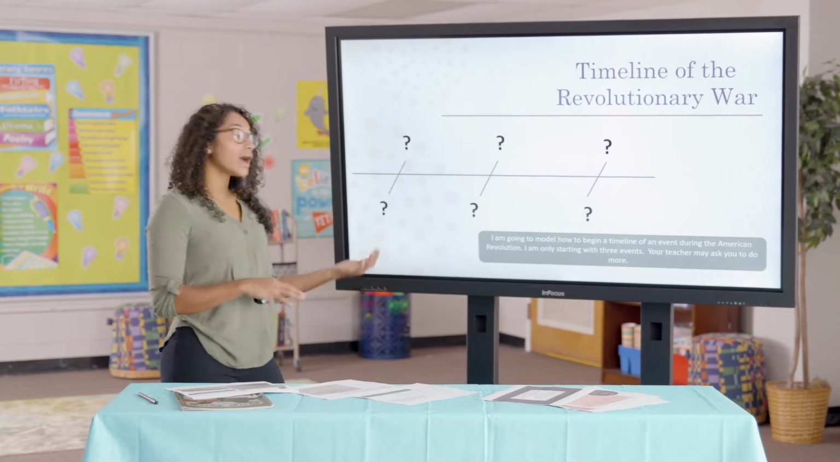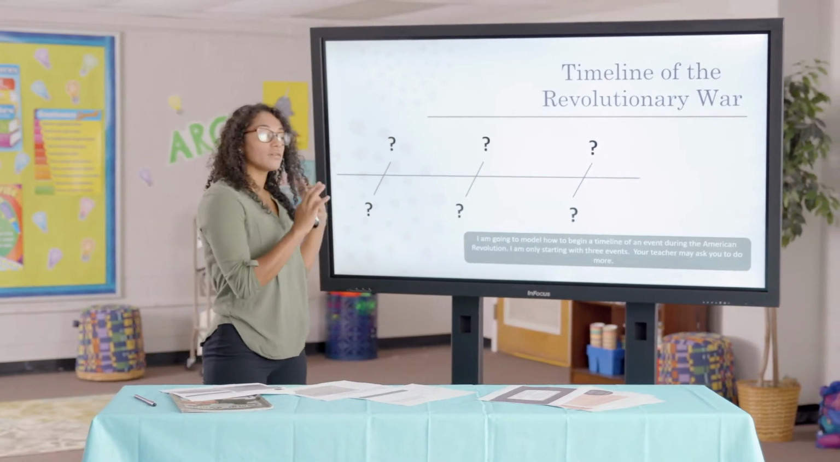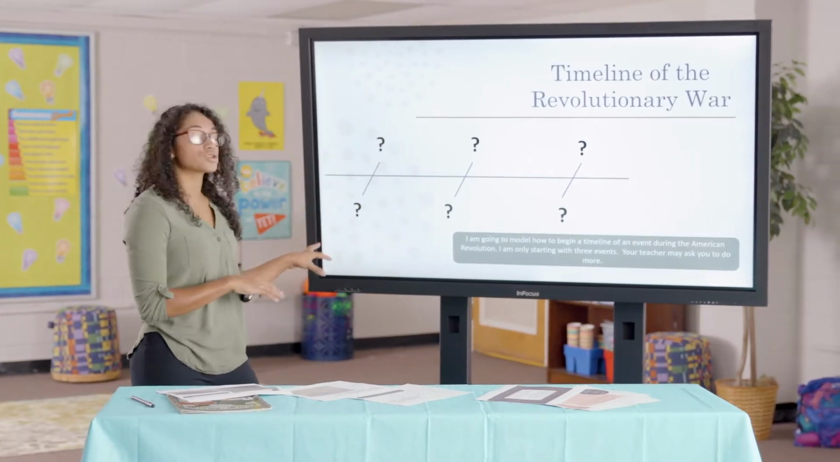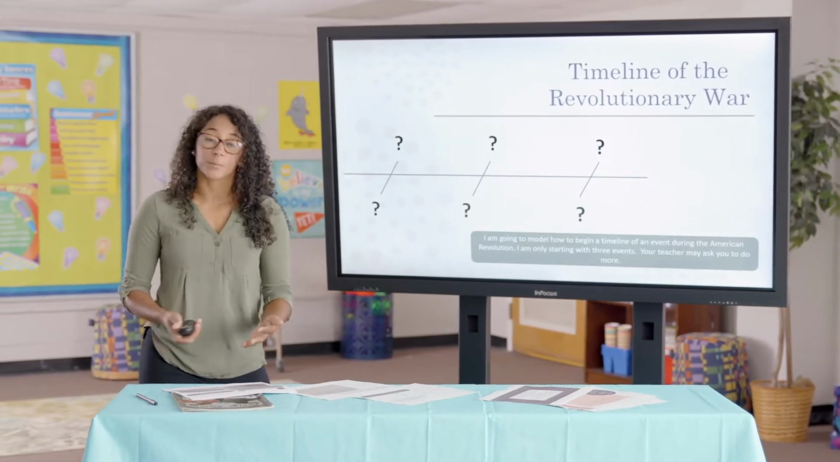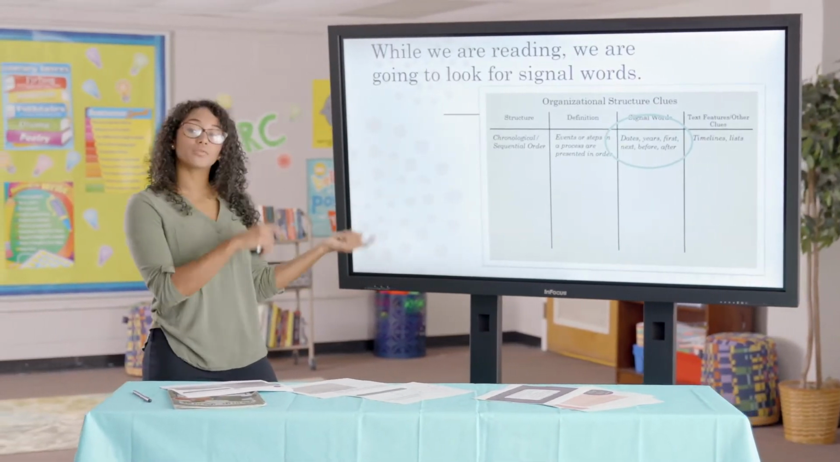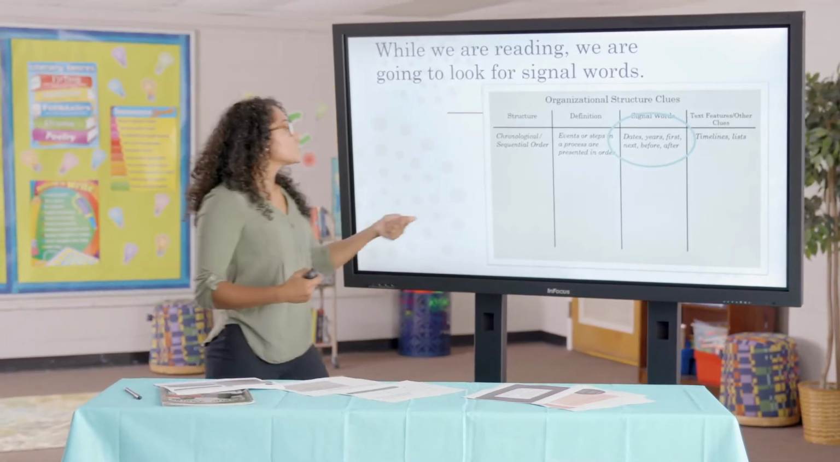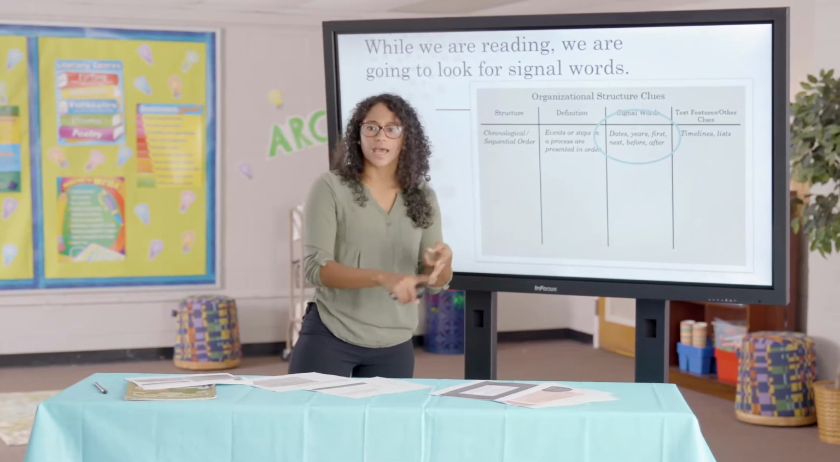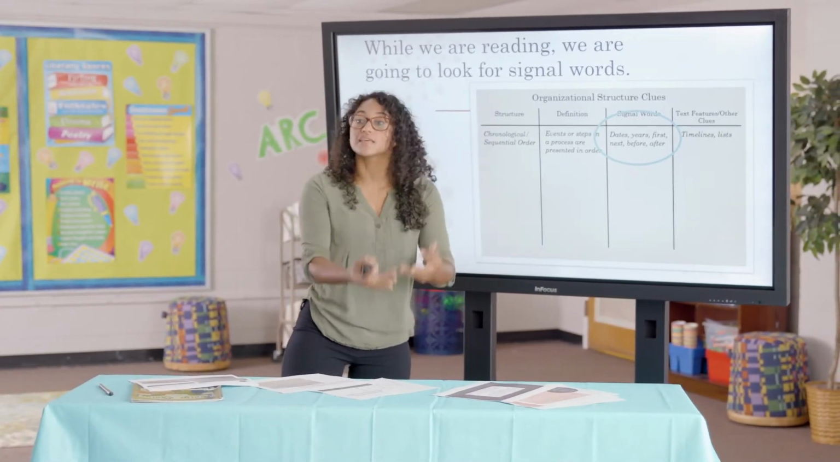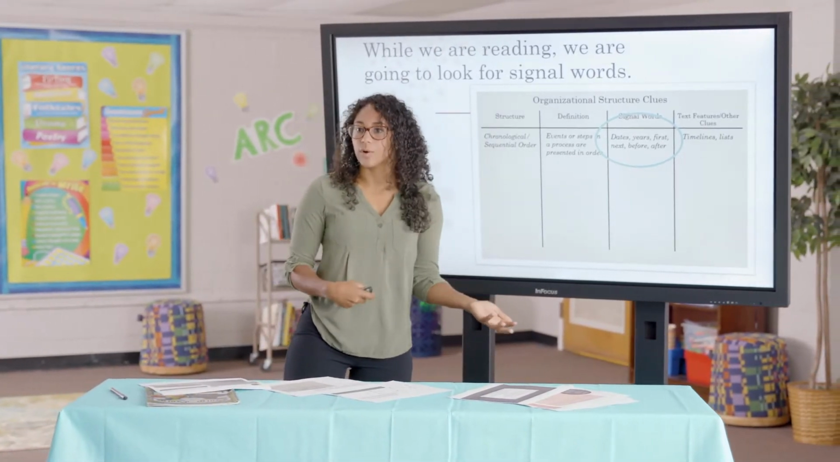So I'm going to model how to begin a timeline of events during the American Revolution. I'm only going to start out with 3 events, but your teacher's likely going to have you do more. So while we're reading, we're going to look out for our signal words. Do we see dates, years, words like first, next, before, after, then this happened? We're going to look out for that while we're reading.